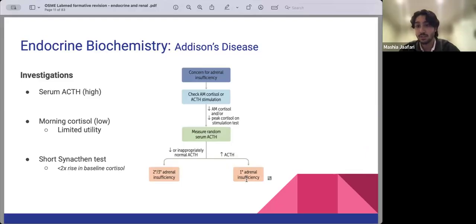And that's why when we want to check if it's too high, we check at night because it should be low. You can also do something called a short synacthen test. Now, synacthen is basically a synthetic form of ACTH. And so you give this synthetic ACTH, and it should lead to a rise in your cortisol. But if it leads to a less than 2 times rise in the baseline, it basically means that your adrenal cortex isn't responding as it should, and you probably have Addison's.